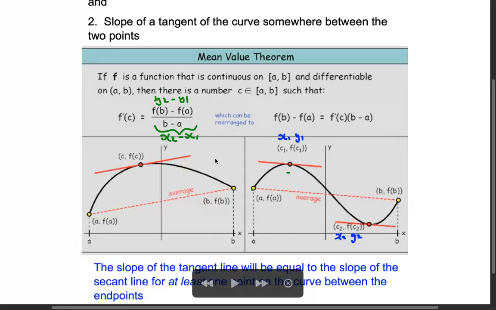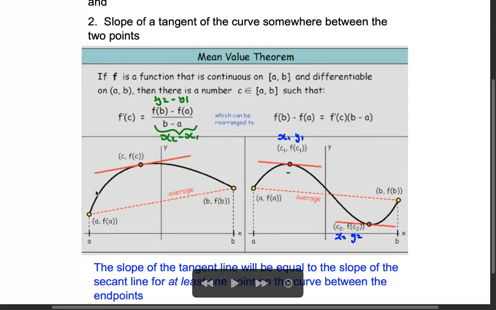Okay? So again, just kind of showing you what we found here. That basically means that if I have an endpoint at a here and I have an endpoint at b here, and I find the average rate of change between those two endpoints, there's got to be some value of x, we're going to call that value c, between those two points that has the exact same instantaneous rate of change as that average rate of change. So the slope of the tangent line here is equal to the slope of the secant line here.